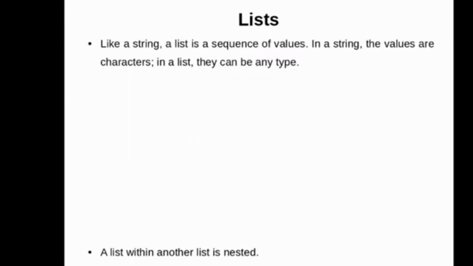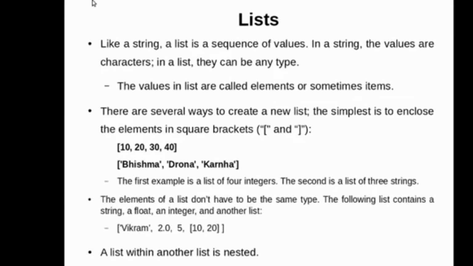So let's discuss what is list. Like a string, a list is a sequence of values. In a string, the values are characters, whereas in list, they can be of any type. If you have learned C programming, you have used array there. The group of characters terminated by null character is specifically called string. So string is nothing but array but terminated by a null character.